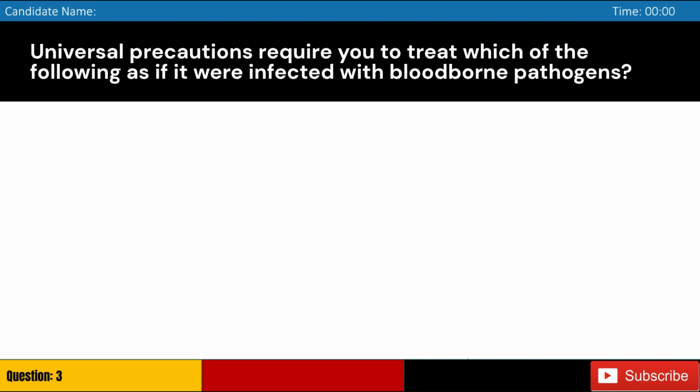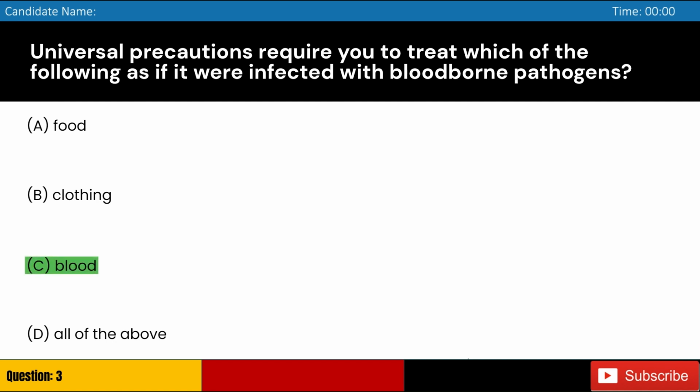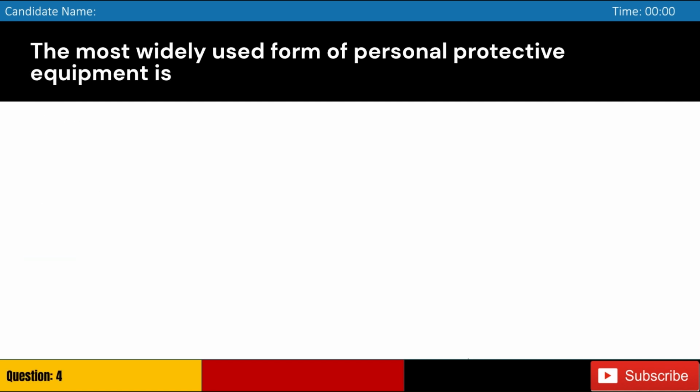Universal precautions require you to treat which of the following as if it were infected with blood-borne pathogens? A. Food. B. Clothing. C. Blood. D. All of the above. Answer C. Blood. The most widely used form of personal protective equipment is A. The mask. B. Gloves. C. The gown. D. Goggles.